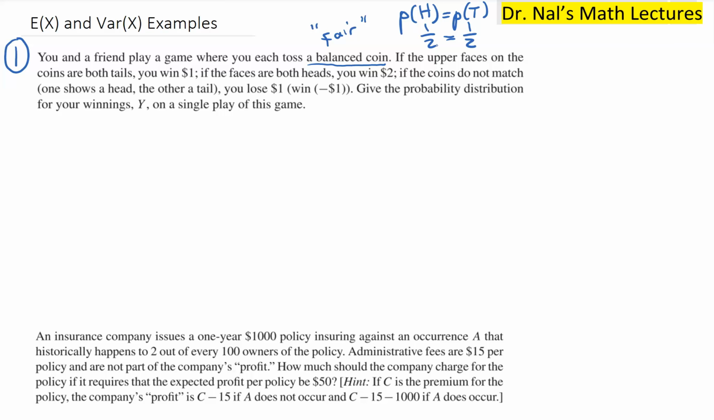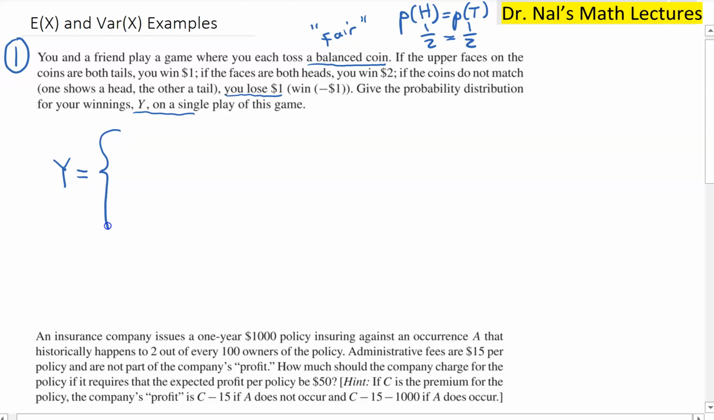Actually, you know what? We can even write it as a random variable. Why not? I think it will end up being y, right? Okay, let's finish reading the question and then let's write the notation. If the coins do not match, you lose $1. Ah, got it. So we lose $1. Give the probability distribution of your winnings. All right, so y is equal to, so the distribution will be the following.